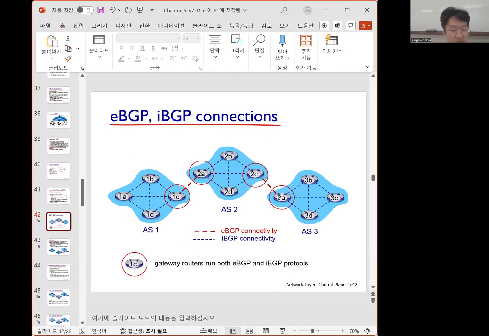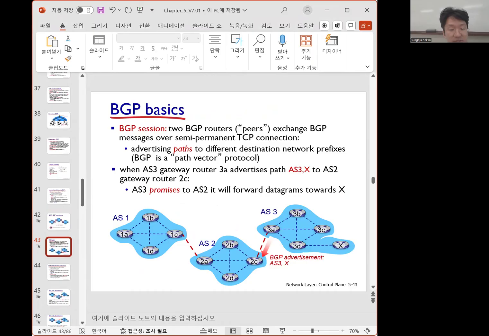Between gateways there is eBGP connectivity: a BGP session between BGP routers, exchanging BGP messages over a semi-permanent TCP connection, advertising paths to different destination network prefixes. BGP is a path vector protocol. When AS3 gateway router 3A advertises the path AS3, X to AS2 gateway router 2C, AS3 promises to AS2 that it will forward datagrams toward X.